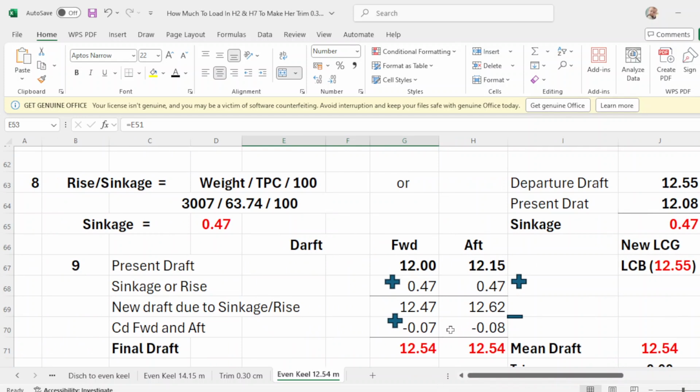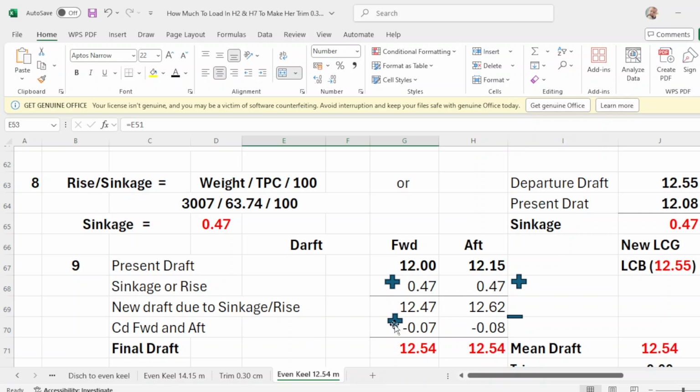So you put your present drop of 12 meters forward, up drop is 12.5. Apply your sinkage or your parallel sinkage: you add this 0.47, add also this 0.47, and your new drop due to sinkage is 12.45 forward, and up drop is 12.62. Now you will apply your forward and up change of drop.